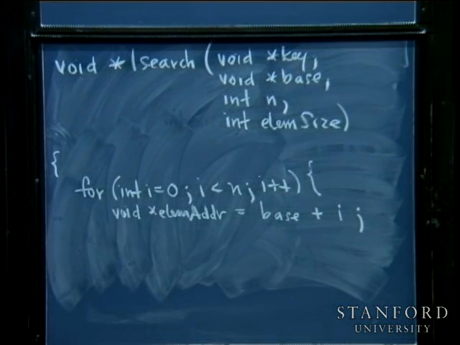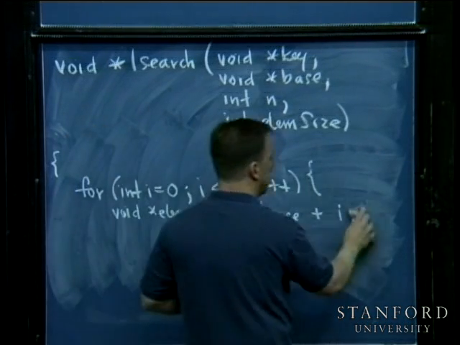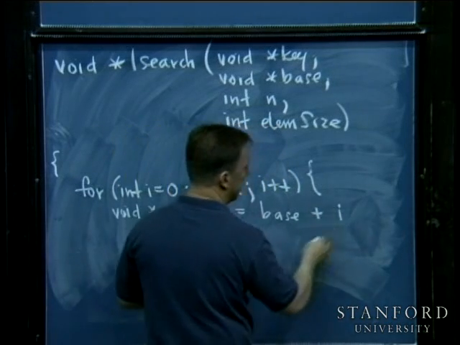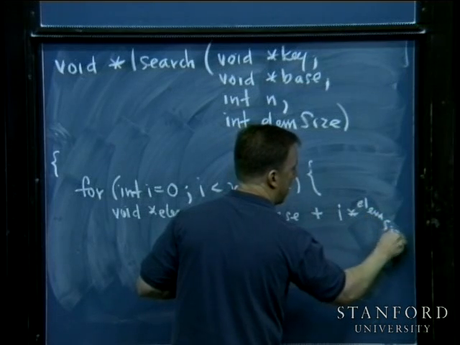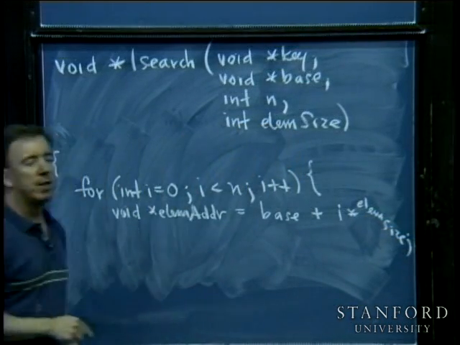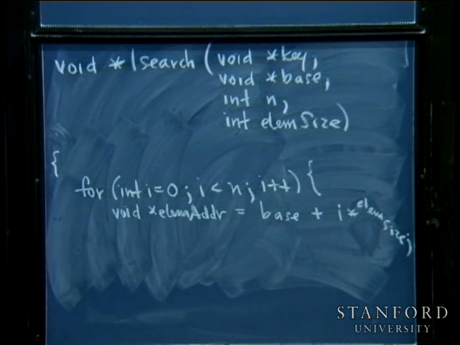Your heart's in the right place if you try to do that. You're trying to jump forward i elements, and you just want the compiler to know how big those things are. Okay? It doesn't know how big they are. So you say, okay, well, I will tell it explicitly how much to scale each offset by. So at least numerically, that's correct.